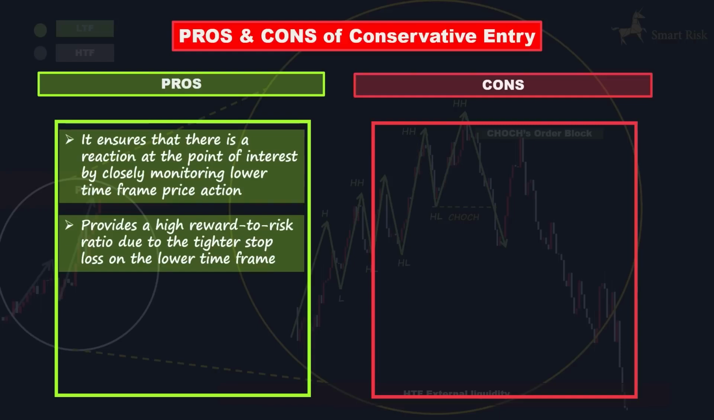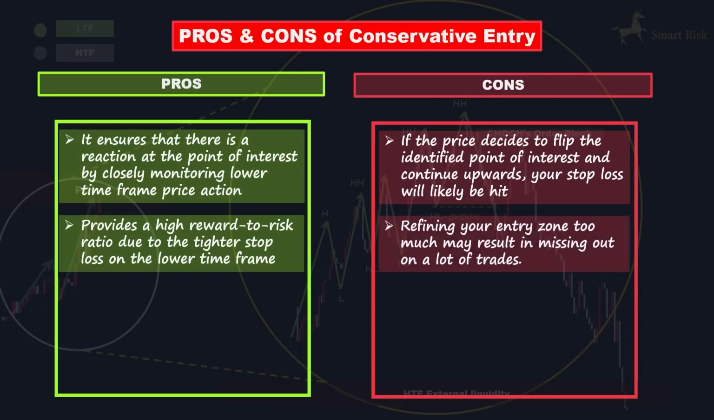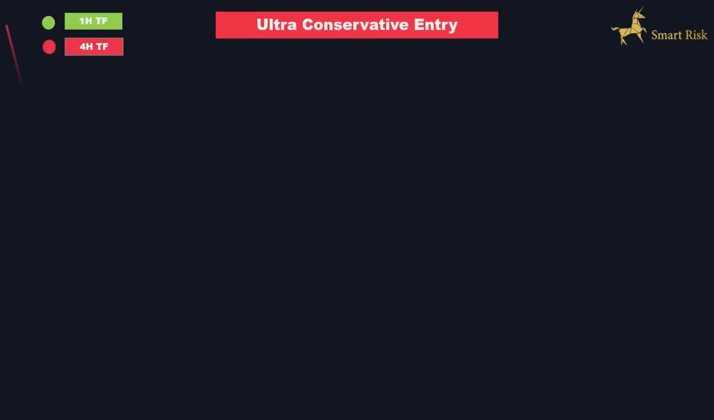However, there are cons to consider. If the price decides to flip the identified point of interest and continues its upward movement, your stop loss placed on the lower time frame may get hit. Because by using this type of entry, there's also the possibility of a continuation flip pattern forming on the higher time frame. Or if the price requires more buy-side liquidity to be swept, using this type of entry may trap you in the market. Another drawback is that you're more likely to miss out on trades if you refine your entry zone too much.